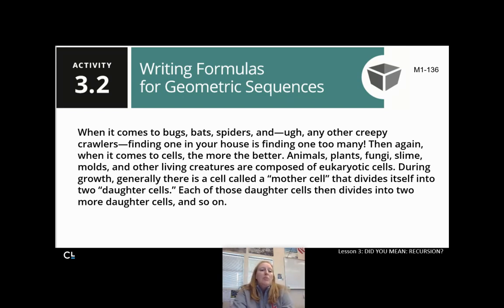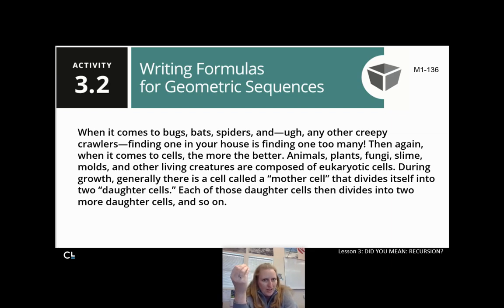Not cool. But typically when it comes to cells, the more the better, right? Usually. Animals, plants, fungi, slime, mold, all living creatures are composed of what we call eukaryotic cells. I am not your biology teacher, so you'll have to ask them for more detail on that. But basically how it works is this.